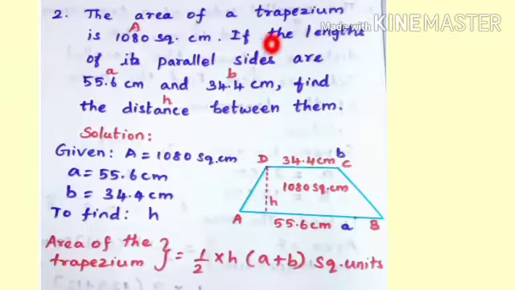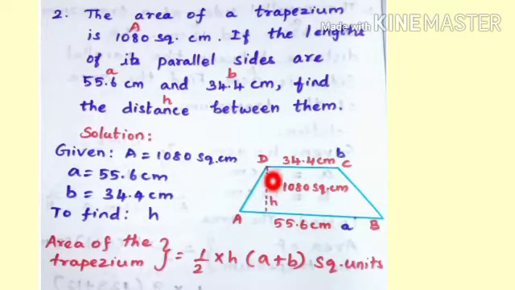The area of a trapezium is 1080 square centimeter. If the lengths of its parallel sides are 55.6 centimeter and 34.4 centimeter, find the distance between them. So now students, it is clear that the area of the trapezium is given and the lengths of the parallel sides, that is a and b.